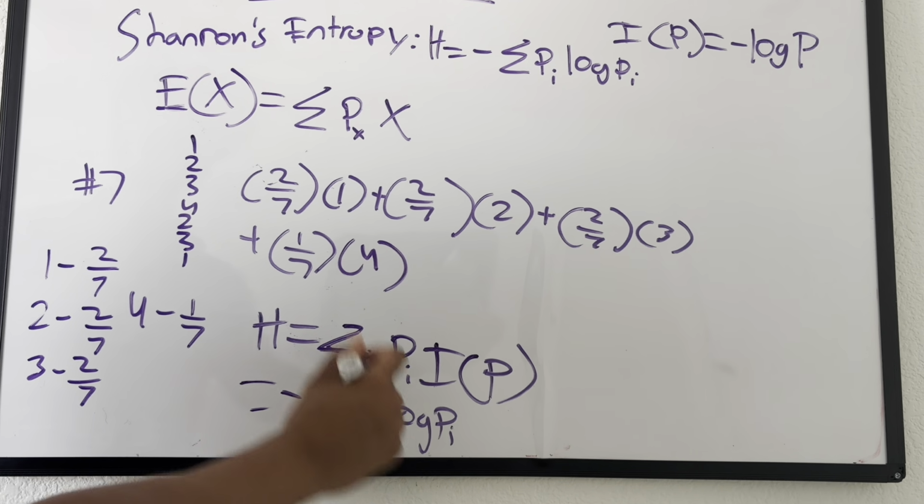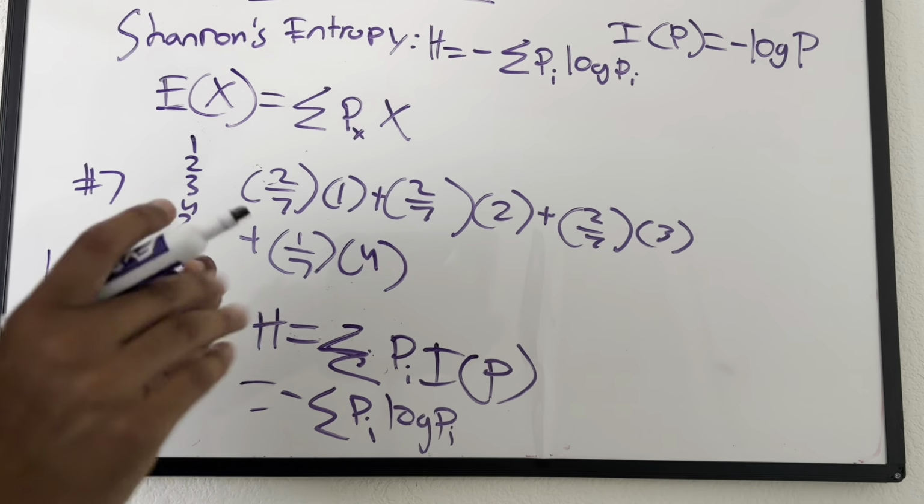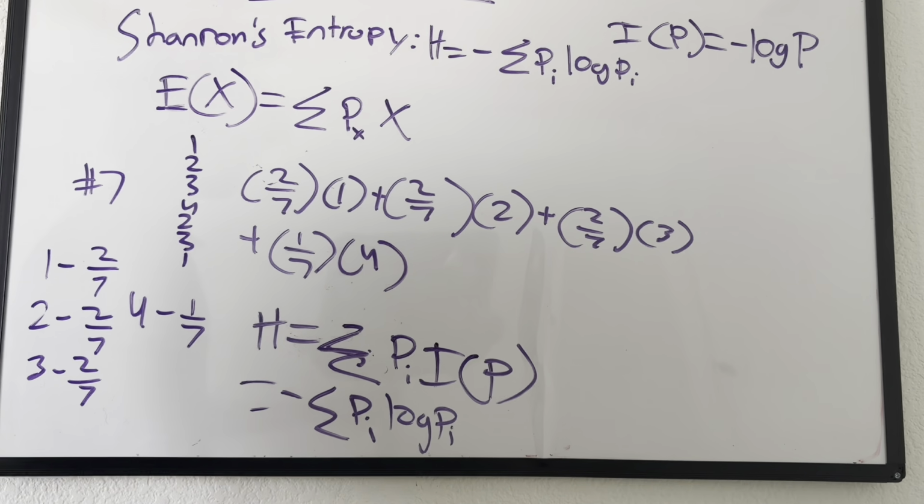But this is how the derivation of Shannon's entropy works, and we're going to see how useful that can be in terms of training AI models later with other concepts like cross entropy.